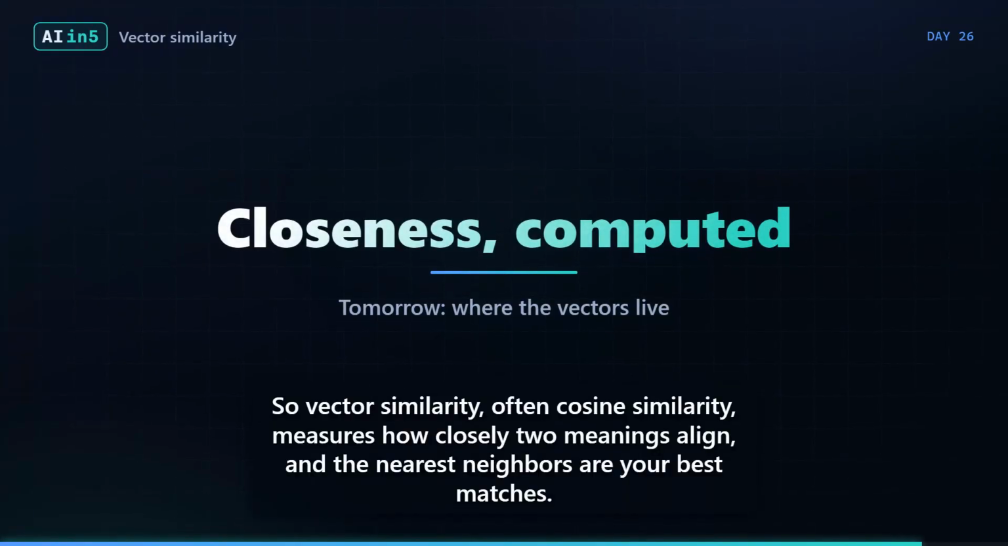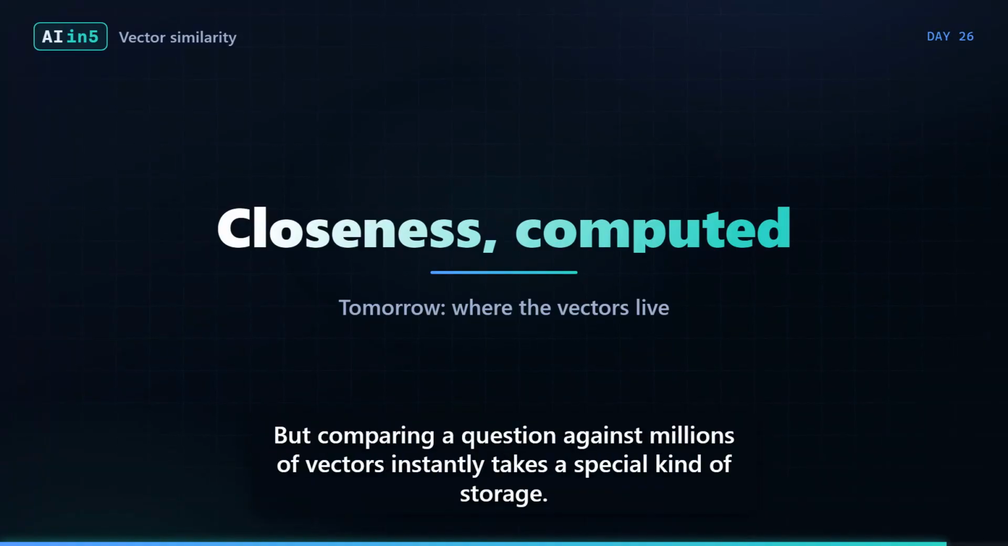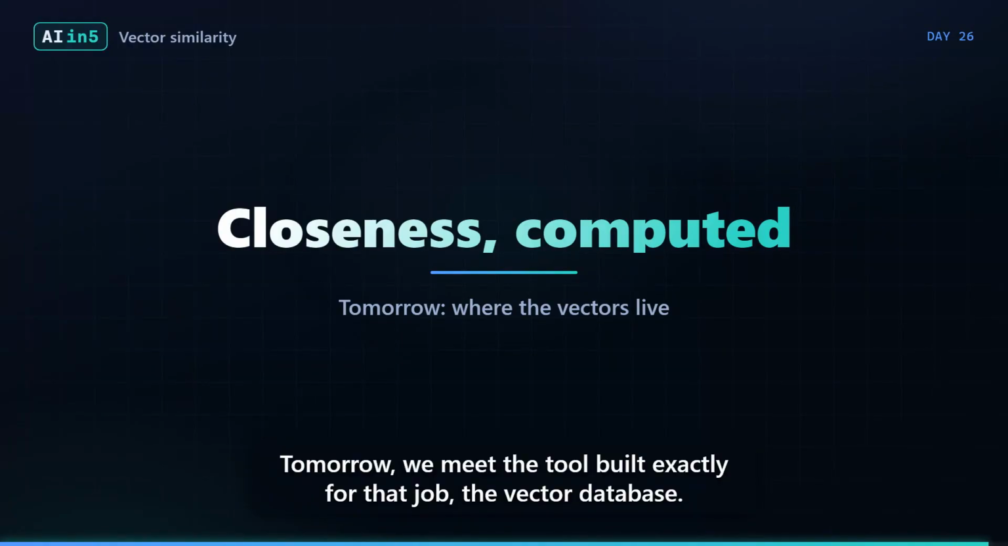So vector similarity, often cosine similarity, measures how closely two meanings align, and the nearest neighbors are your best matches. But comparing a question against millions of vectors instantly takes a special kind of storage. Tomorrow, we meet the tool built exactly for that job, the vector database.